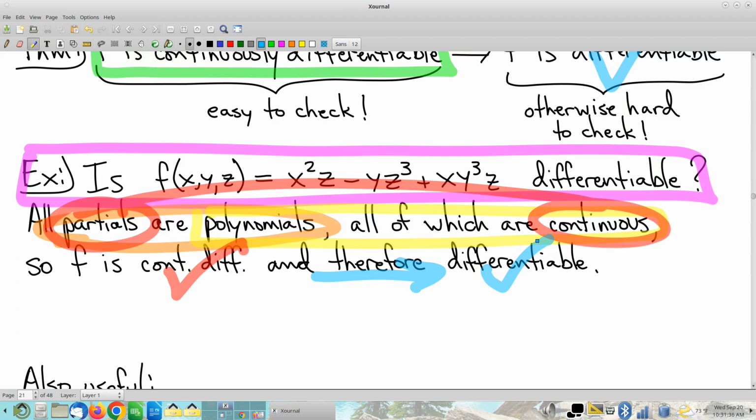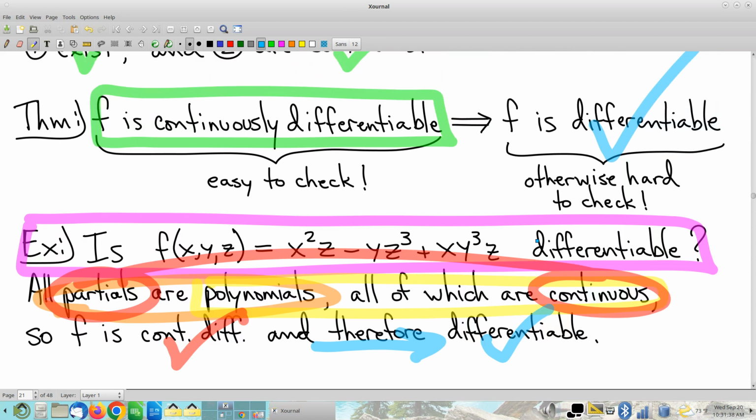It all hinges, of course, on this big theorem right here that continuously differentiable always implies differentiable. Okay, so nice tool. That's what you're going to be using the vast majority of the time, right? This is how you confirm differentiability. You confirm continuous differentiability.